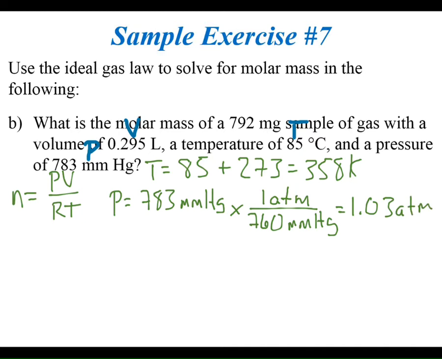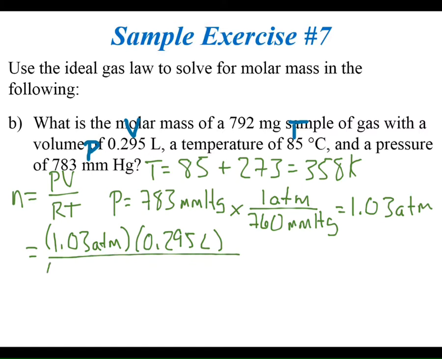Okay, so let's plug all of that in. So P, 1.03 atmospheres. V, 0.295 liters. R, 0.08206 liter atmospheres per mole Kelvin. And T, we just found 358 Kelvin.